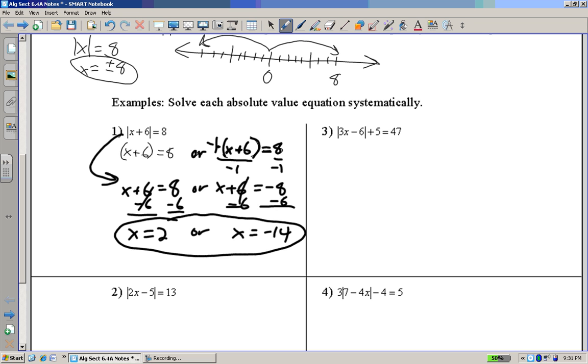Now, it is a good idea to check it, make sure that this makes sense. So plug in 2. 2 plus 6 is 8. Absolute value of 8 is 8. So that works. Negative 14 plus 6 is negative 8. Absolute value of negative 8 is positive 8. So it works both ways.